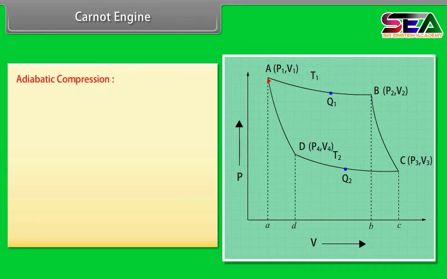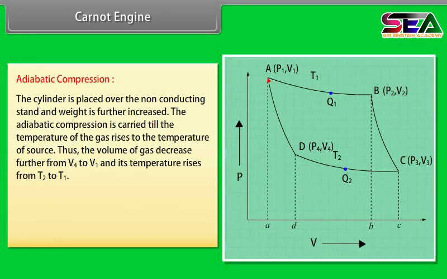Adiabatic compression. The cylinder is placed over the non-conducting stand and weight is further increased. The adiabatic compression is carried till the temperature of the gas rises to the temperature of the source. Thus, the volume of the gas decreases further from V4 to V1 and its temperature rises from T2 to T1. In a Carnot cycle, efficiency is given by Q1 by Q2 equals T1 by T2.